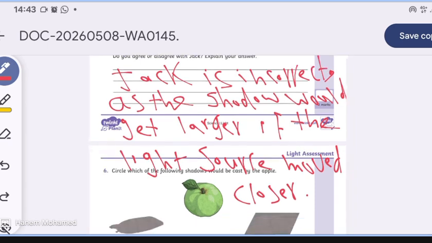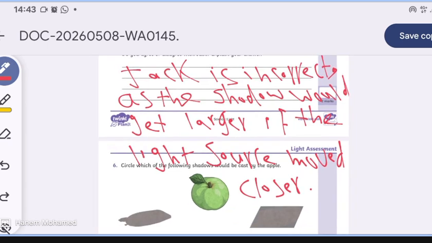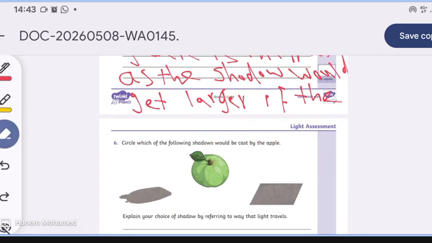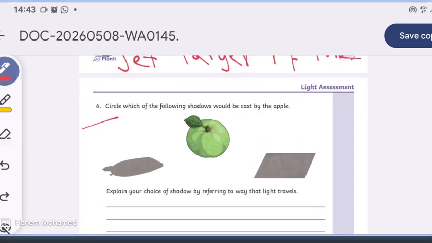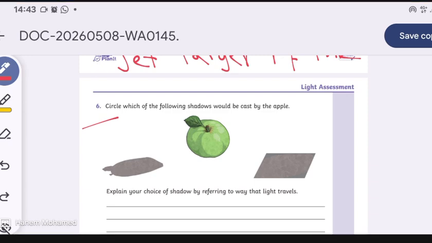So Yazin, number 6. Ready? Yes. He is asking you to do what? Circle which of the following shadows would be cast by the apple.